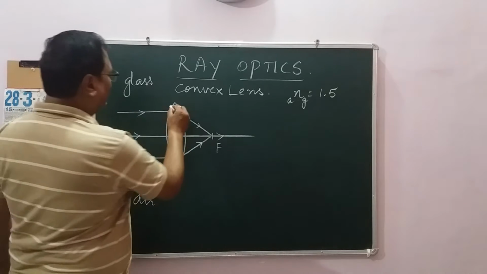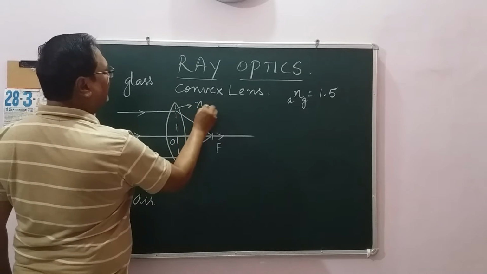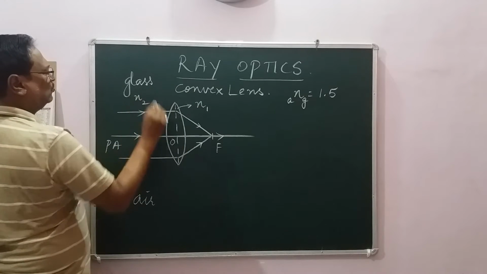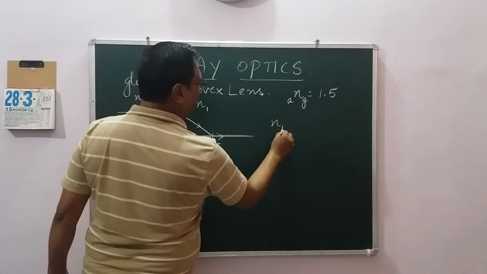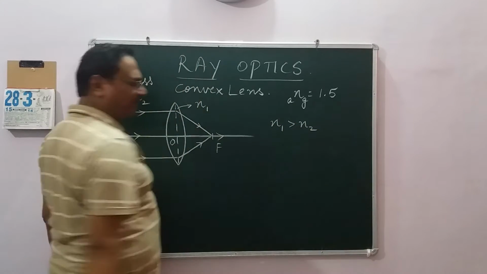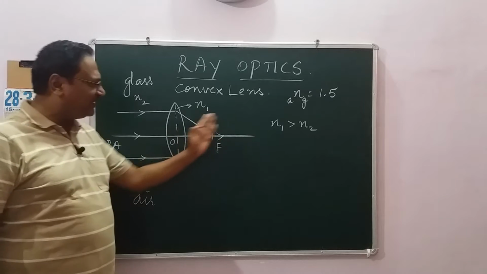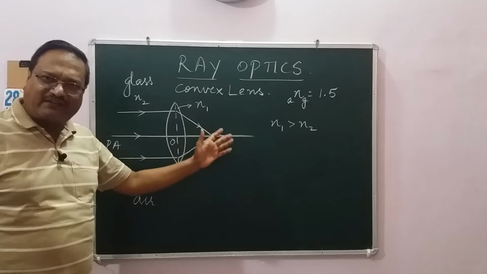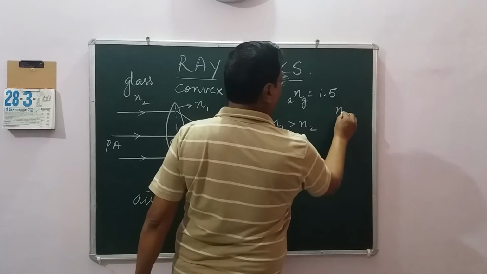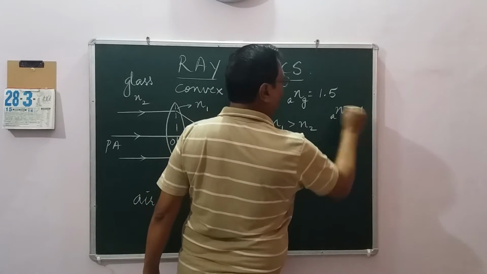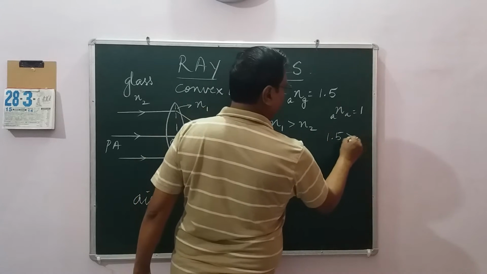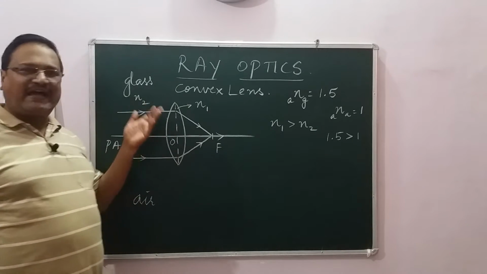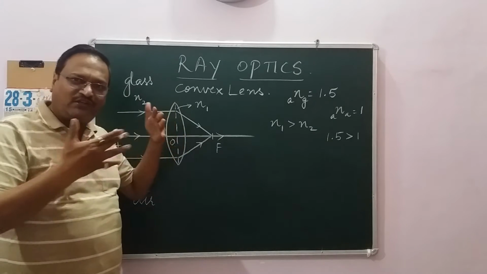Here, if the refractive index of this material is N1 and the surrounding medium, air, is N2, you can see N1 is greater than N2. I hope you understand. N1 belongs to the glass and N2 belongs to the air. The refractive index of air with respect to air is equal to 1. So 1.5 is greater than 1. For this condition, the lens will behave as a converging lens.